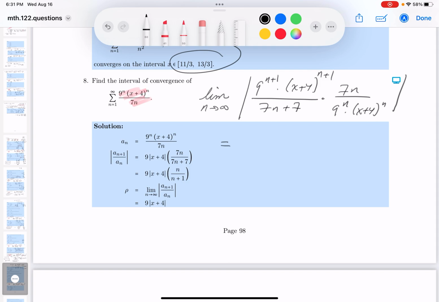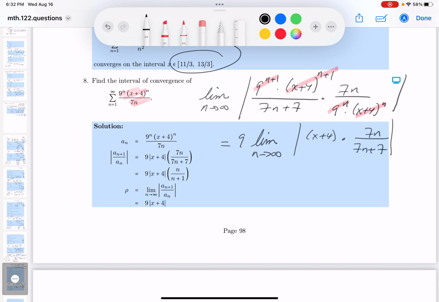First thing I'm noticing is the 9, and I would get a 9 there. It's pretty simple to do that. The absolute value of 9 is 9. I'll put it on the outside, limit as n goes to infinity. And let's take a look. I got this, I got that. That reduces just to simply x plus 4 times 7n over 7n plus 7.